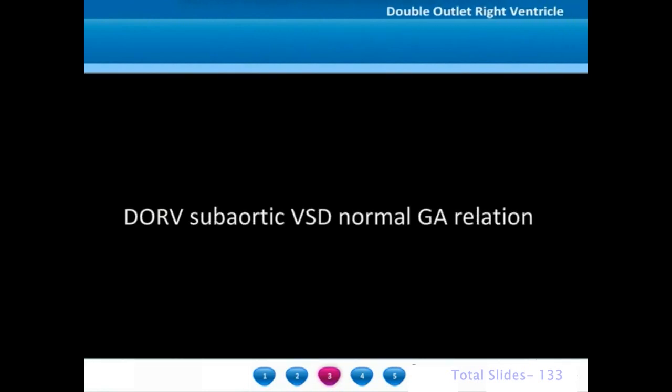We will move on to multiple illustrative examples of double outlet right ventricle with the various morphological subtypes. We will start with one of the commonest types, the double outlet right ventricle with subaortic ventricular septal defect and normal great artery relationship. When we say normal great artery relationship, we mean the pulmonary artery is left and anterior and the aorta is right and posterior as in a normal heart.